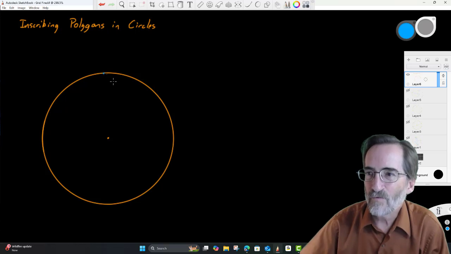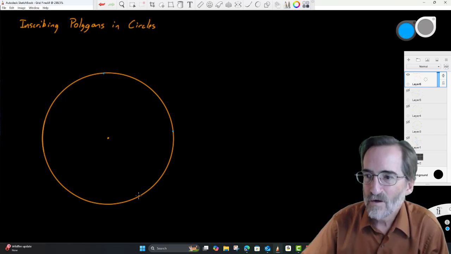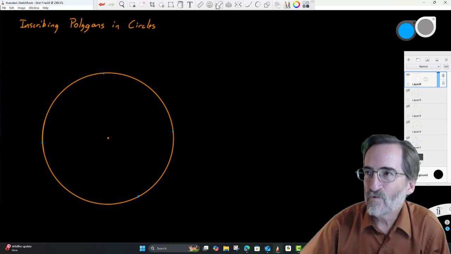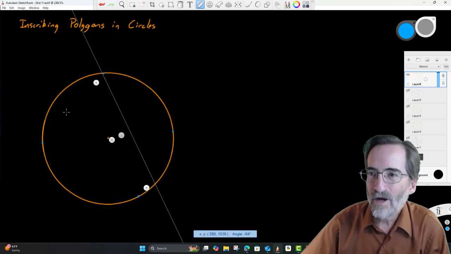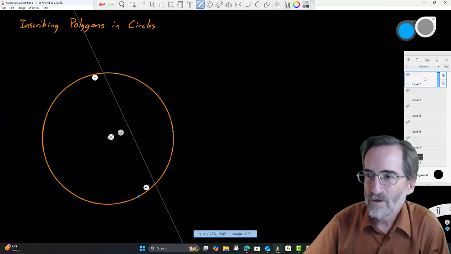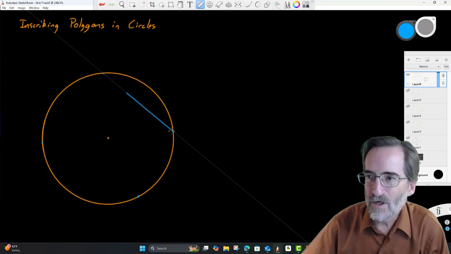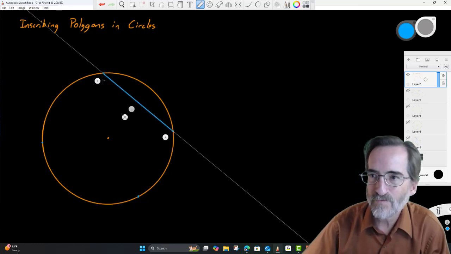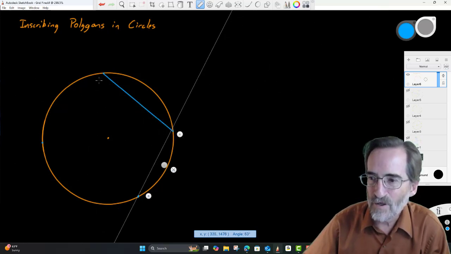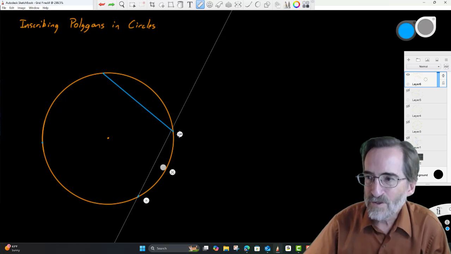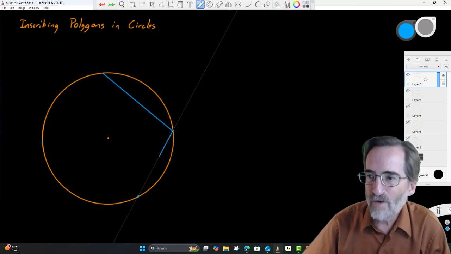So if I pick four points on the circle and connect all four points, I have inscribed a polygon, or in this case a quadrilateral, in a circle. And one of the things a geometrist will study is what are the properties of such a polygon that has been inscribed in a circle. But what we're going to do, actually, is inscribe regular polygons in a circle.